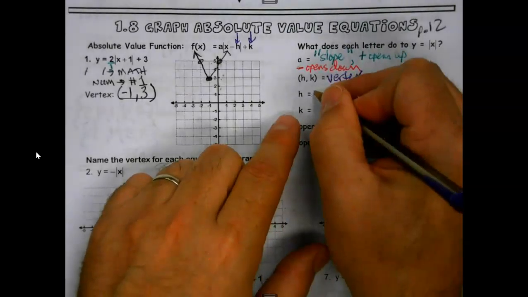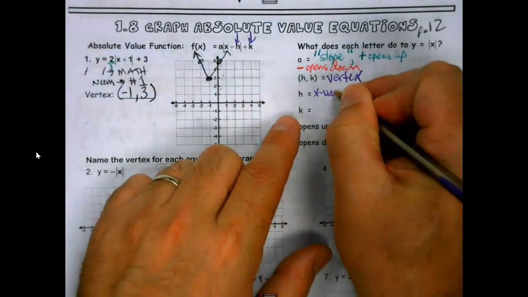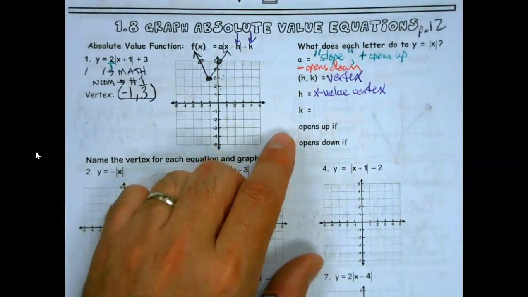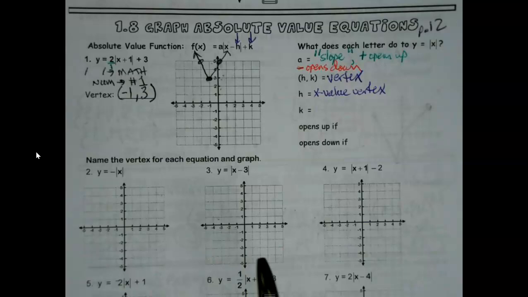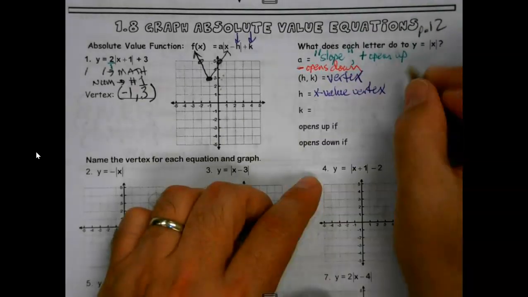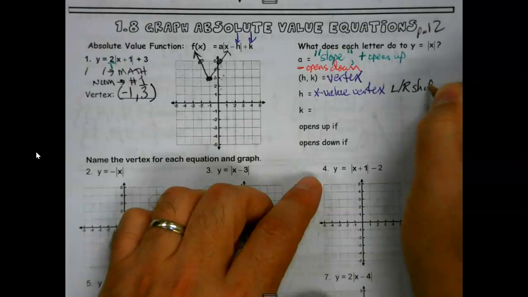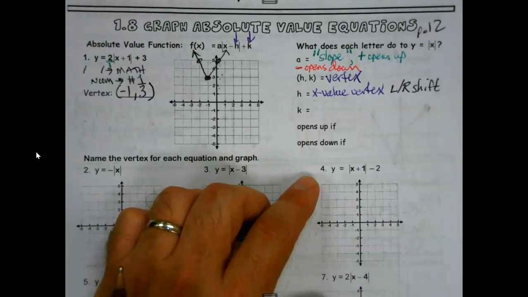So, here's another little hint with H and K. So we already said it's the X value of your vertex. But it has another purpose too that we're going to need as we move on, and this is going to show up a lot during the semester. This is also going to be what we can call our left and right shift.